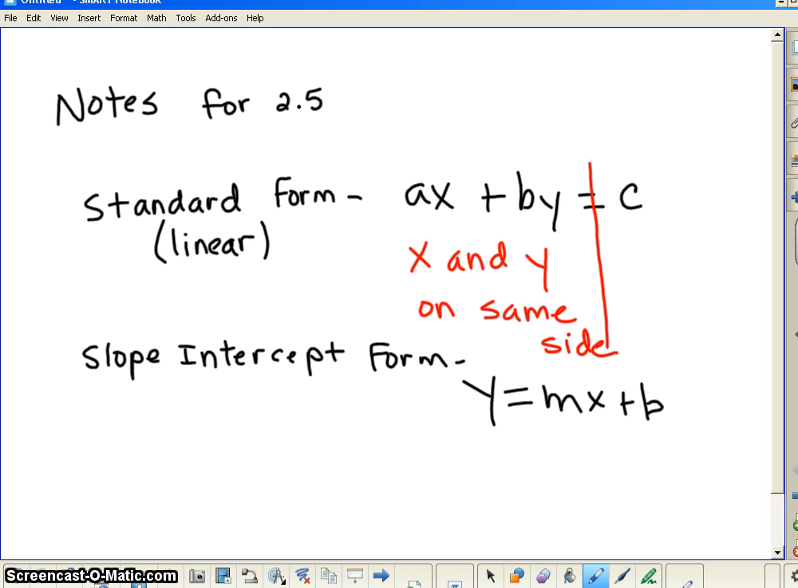Okay? Slope-intercept form, y equals mx plus b. Okay? In this form, x and y are on opposite sides. Okay? Remember, y is by itself. So if they want it in slope-intercept form, just solve for y.